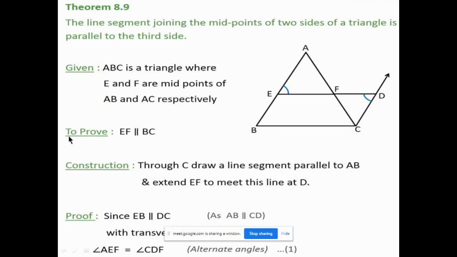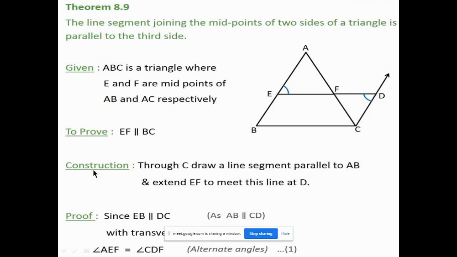Now what we have to prove, this is the second point, is that EF is parallel to BC. The line segment joining the midpoints of two sides is parallel to the third side. One more result we can add is that EF is half of BC. Later on we will be proving that EF is half of BC.